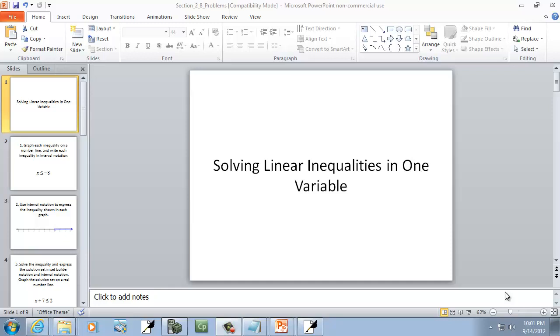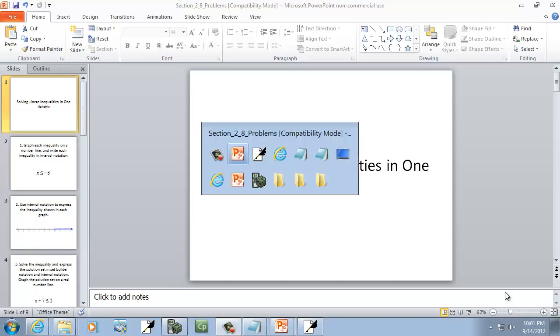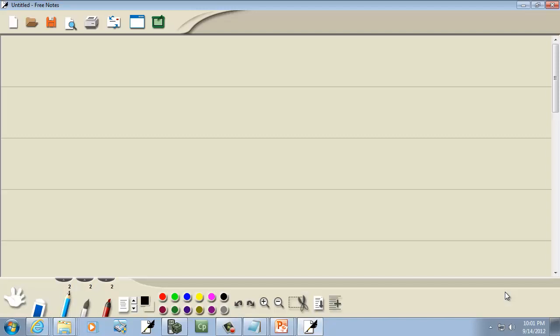Let's take a look at solving linear inequalities in one variable. Initially it becomes more complex in intermediate and college algebra, but initially we're going to have four different forms.